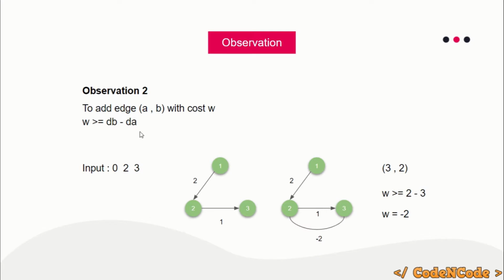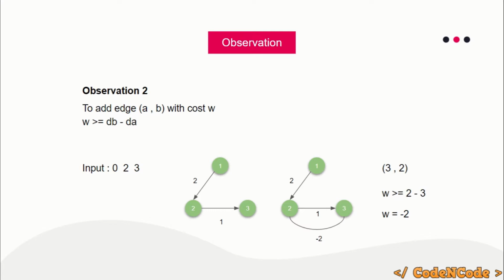So db minus da will be negative if and only if da is greater than db, right? So your source should have higher value than your destination. So if the source has higher value than the destination, for example this source node 3 has higher value than the destination, which is node 2, then we can add this edge because db minus da will be -1. We can add an edge with cost either -1 or greater than that, but since we want to minimize, we will add db minus da only. Okay, so this is observation second.